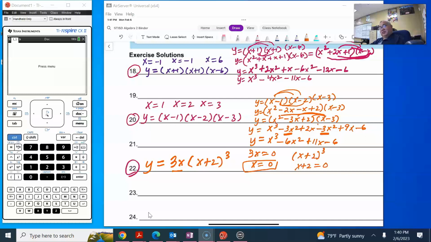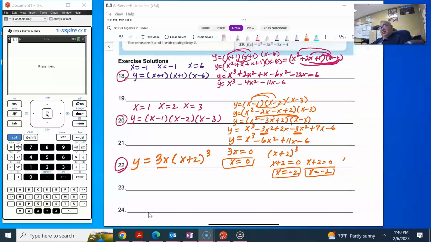So if I just solve it, x plus 2 is equal to 0, so we have x equal negative 2. That's our first one. The second one is x plus 2 equals 0, so it's x equals negative 2. That's our second one. And then our third one, we have x plus 2 equals 0, x equals negative 2. That's our third one. So I know in the class I told you don't have to rewrite it 3 times, but I'm here trying to prove a point that this is repeated 3 times, and this is a multiplicity of 3.